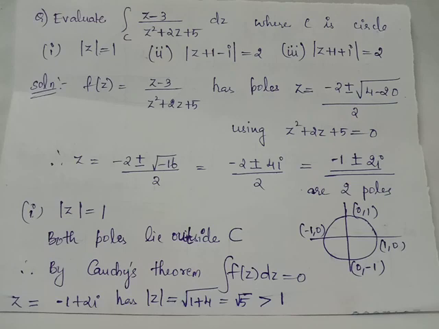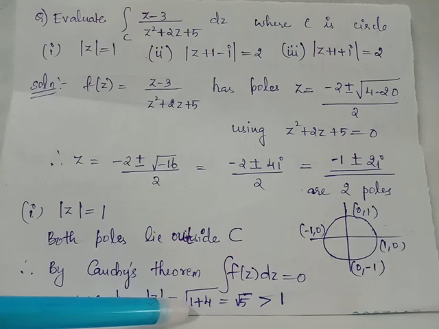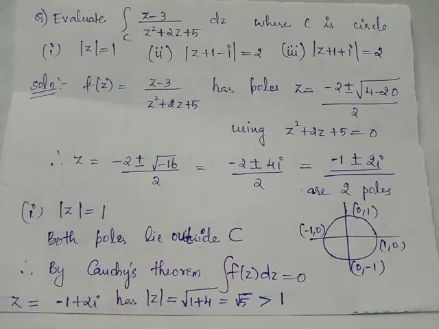Therefore, the pole z equals minus 1 minus 2i lies outside modulus of z equals 1. Similarly, the pole z equals minus 1 plus 2i has modulus root of (minus 1) the whole square plus 2 square, which is root 5, again strictly greater than 1. Therefore, the second pole also lies outside modulus of z equals 1. Since both poles lie outside C, by Cauchy's theorem we have the integral over C of f of z dz equals 0.